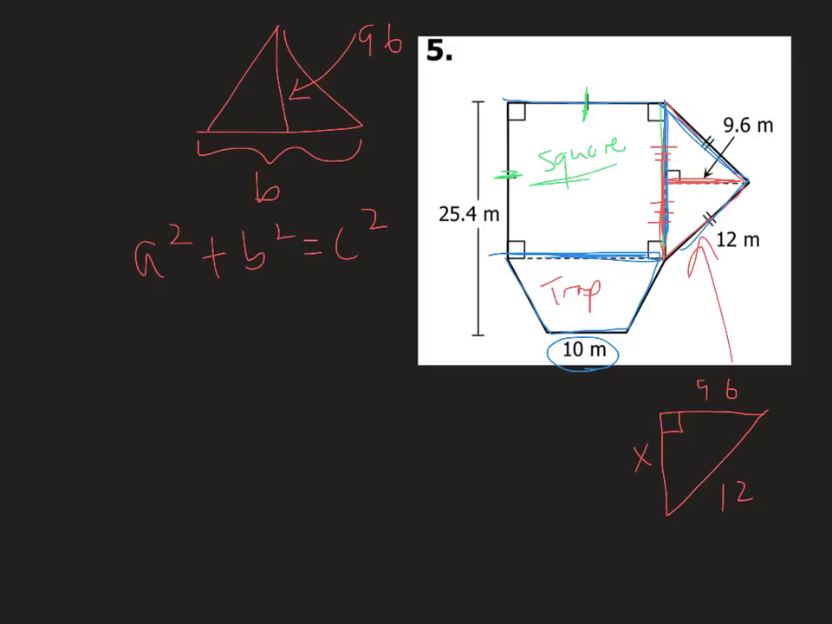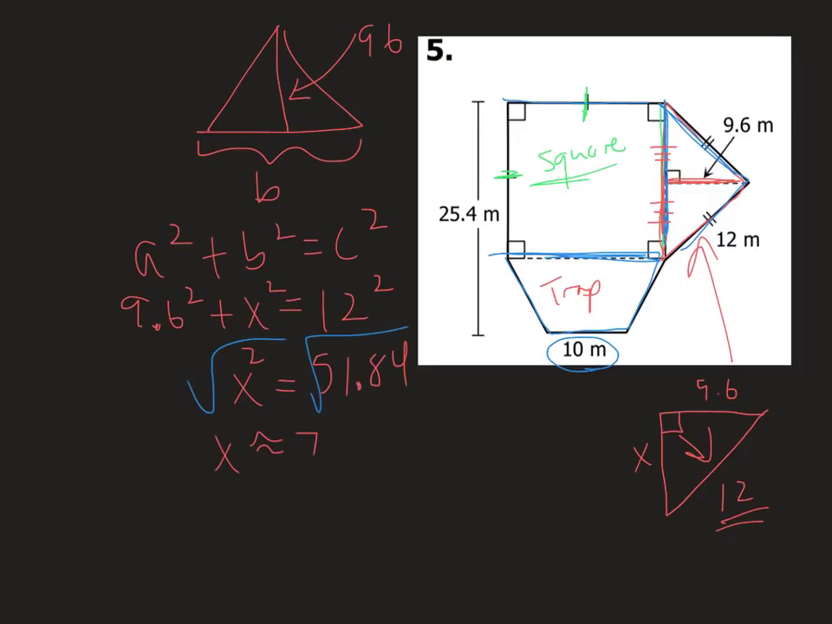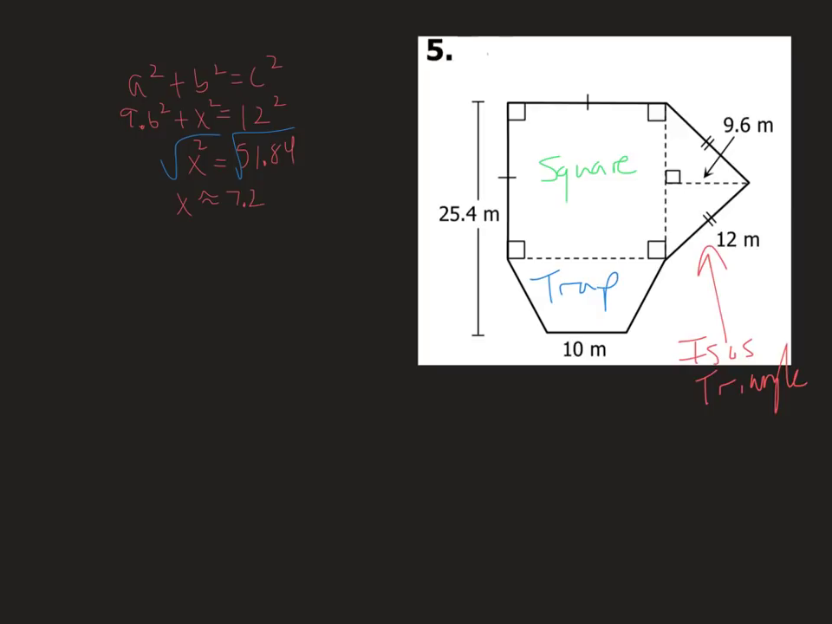So, a squared plus b squared equals c squared. 12 is our hypotenuse. We're going to throw that out there. And we're going to have 9.6 squared plus I don't know squared. And let's do some arithmetic. I'll wait. And I get 7.2. So let's erase a little bit of this mess here. All right, that's a little better. Now I have this x equals 7.2.